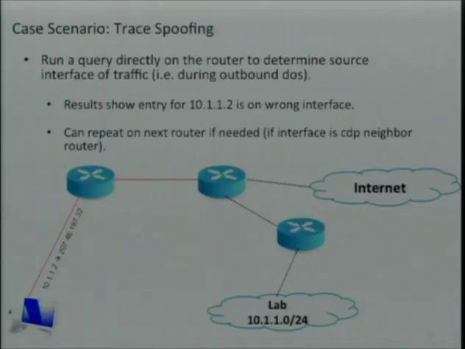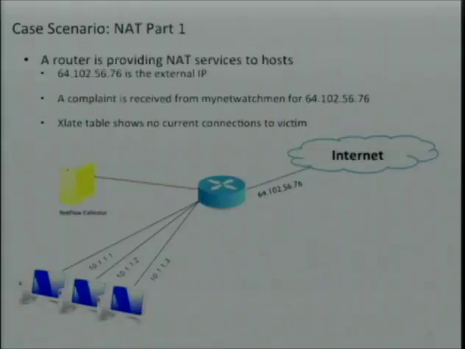Trace spoofing. This is one that can be run on the router itself in the cache. Basically, you're going to run a query directly on the router to determine the source interface of the traffic. You'd do that with show ip cache flow and include the IP address. And you can do this on the next hop router, assuming that CDP neighbor is enabled. Actually, Team Cymru has a great walkthrough on their website about how to do this. I believe I have it listed in my resources at the end.